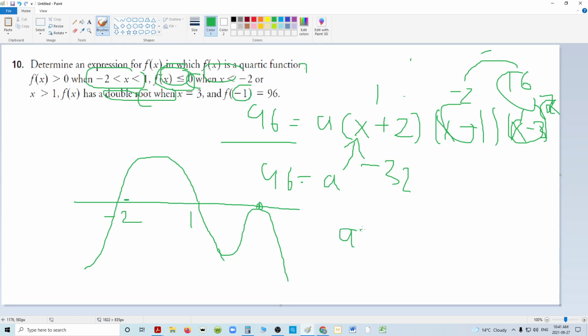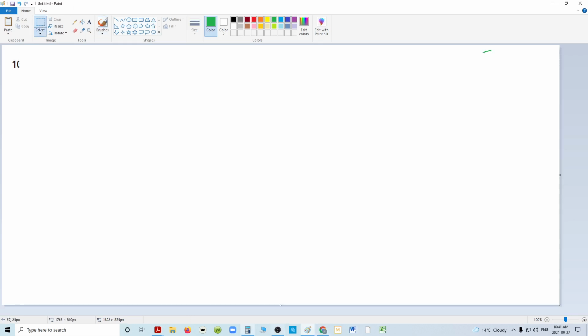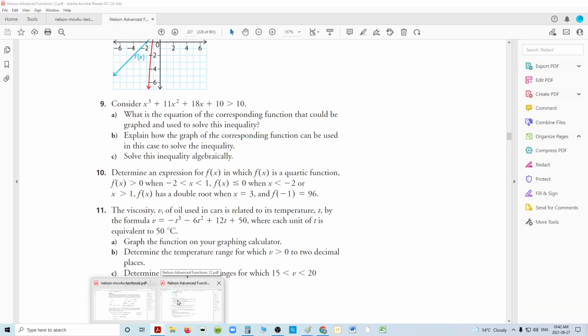So that means A is equal to 96 divided by minus 32, which makes sense. And I can see that that is equal to minus 3. So that means there's a minus 3 here. Now, if they wanted the full expression, you would then expand it all and multiply it all by minus 3. And then you'd have the full standard equation. So I guess that was worth doing.